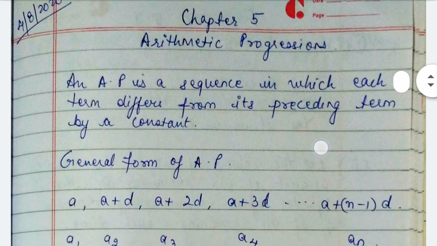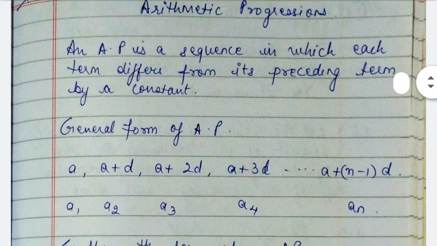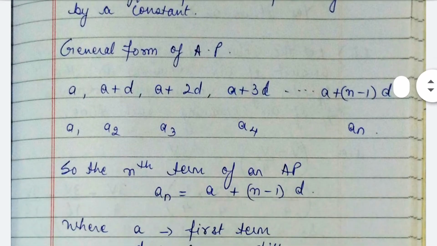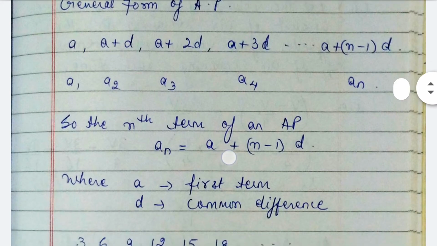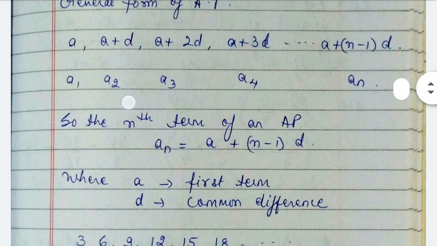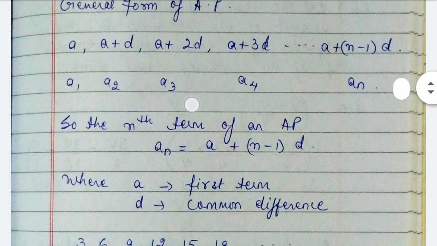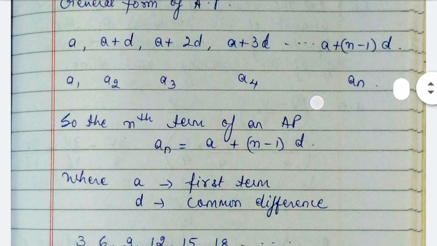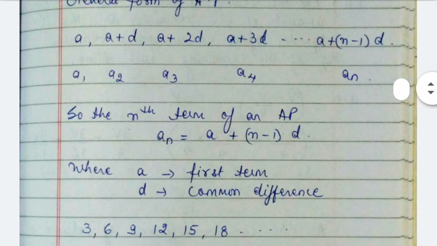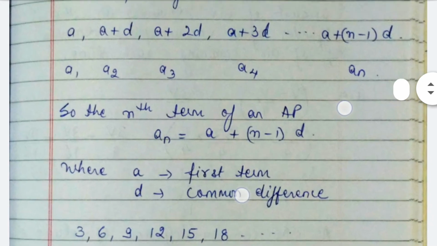An AP is a sequence in which each term differs from its preceding term by a constant, right? The general form of an AP can be written as a, a + d, a + 2d, a + 3d, and up to a + (n − 1)d. Here the first term is a1, the second term is a2, the third term is a3, the fourth term is a4, and the last term can be said as an, right?